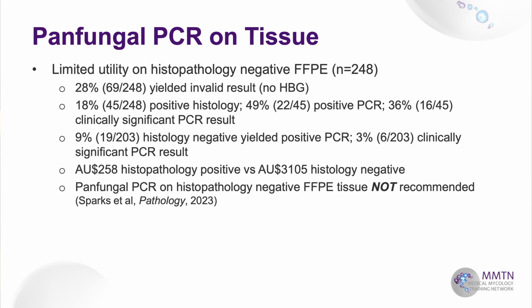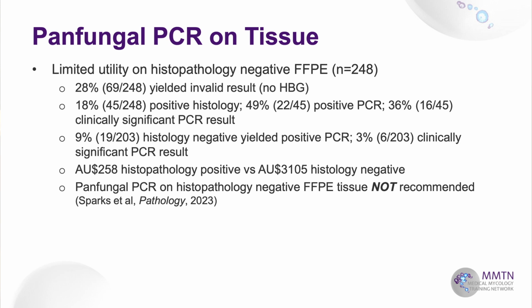No result was given. Only 45 of those 248 specimens actually were positive in histology. And of those, 49% yielded a positive result. But actually only 36% of them were clinically significant results. And by clinically significant, I mean they weren't things like Penicillium or perhaps Alternaria, things that were just likely to be possibly environmental. So they didn't match the histopathology. And only 9% of those histology negative specimens yielded a positive result, and 3% of those were deemed to be clinically significant.